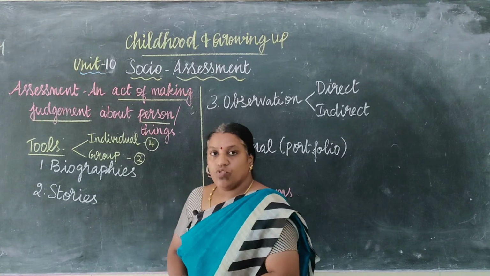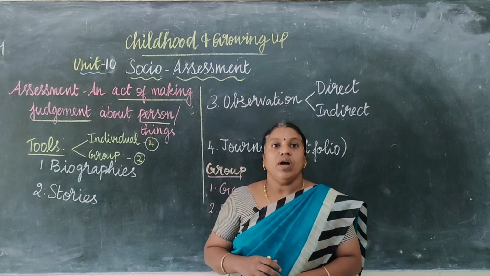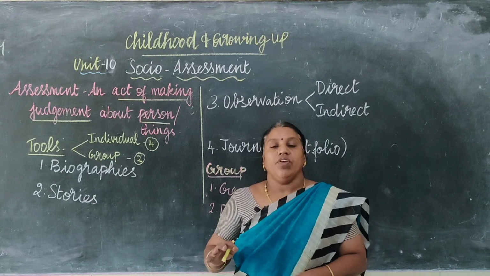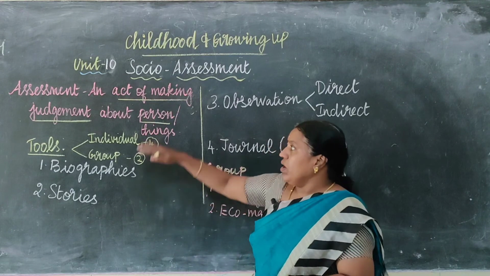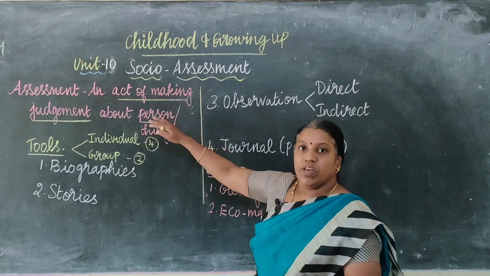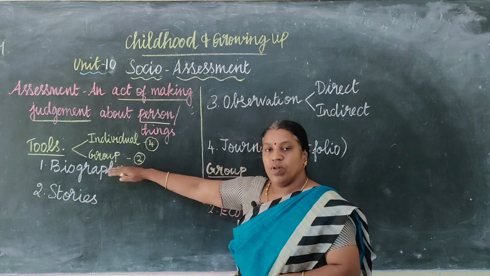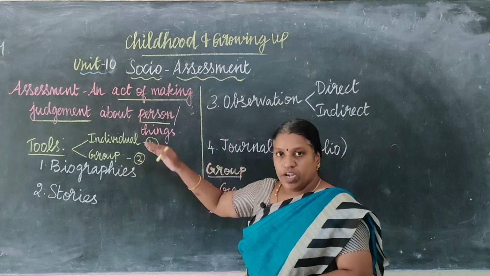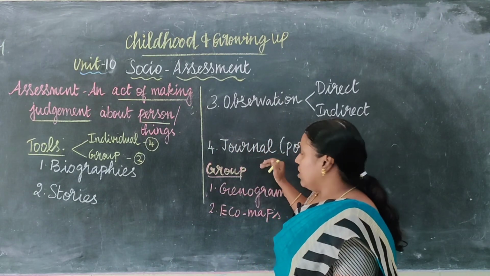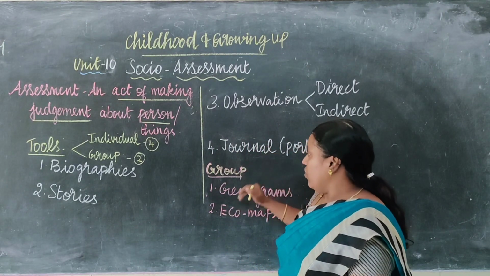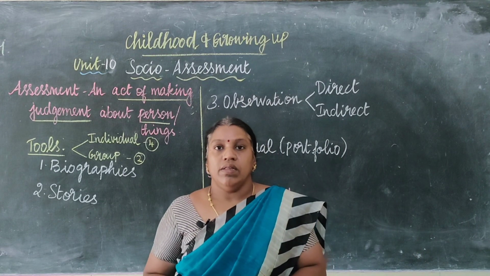So are you clear what socio assessment is? Socio assessment is where we analyze the social behavior of the individual either in a group or as an individual. So it is an assessment, a judgment made about people. The tools can be of 2 types, individual and group. For an individual, we can use biography, stories, observation and portfolio. For a group, we can use the genogram and ecogram techniques. Very clear? Thank you.